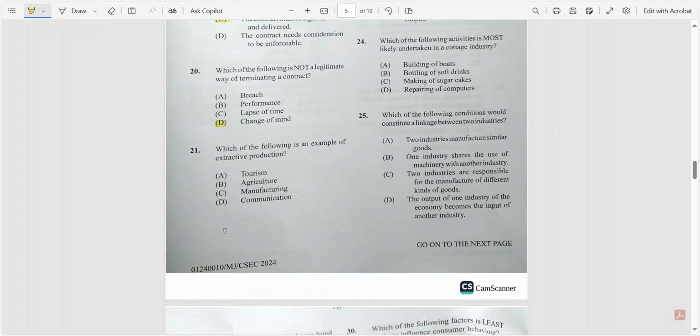Which of the following is an example of an extractive production? Tourism, agriculture, manufacturing, or communication. Which one of those is extractive? The answer is B.